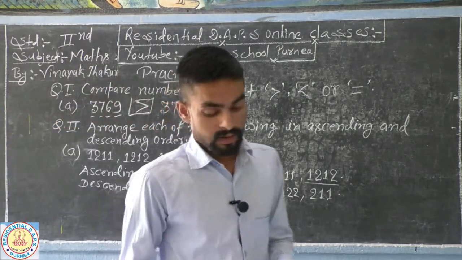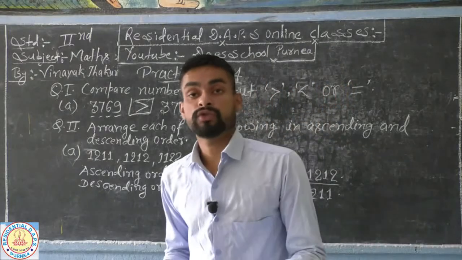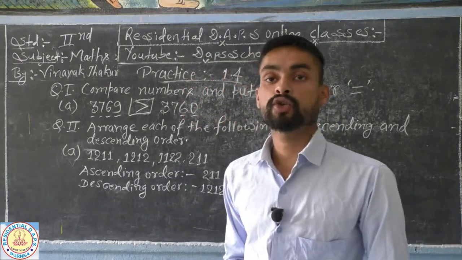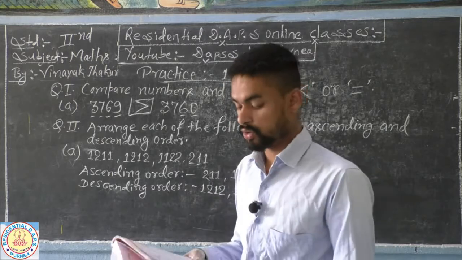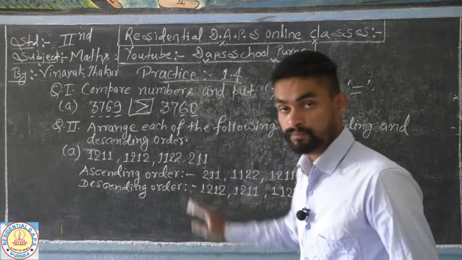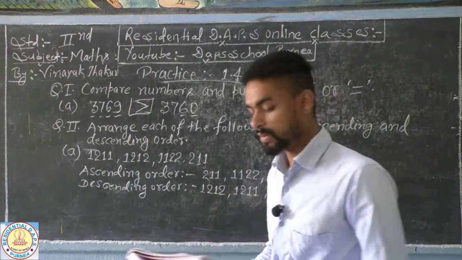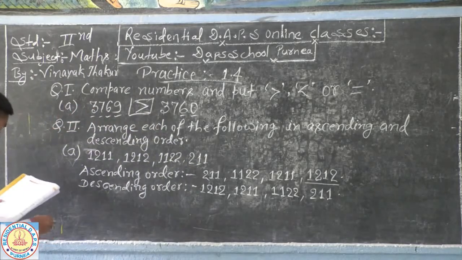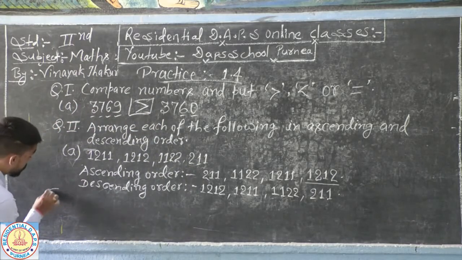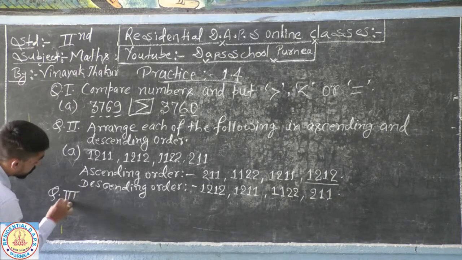And in your question number two, you have to solve all those remaining questions from B to F. In this way, I'm going to your question number third, which is to encircle the smallest number in each of the following.